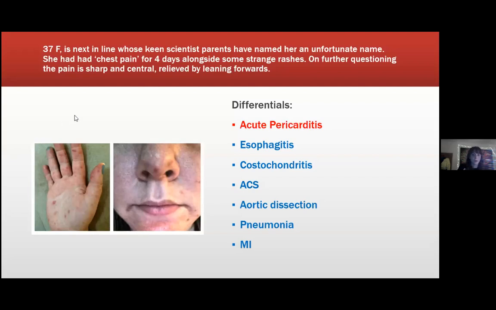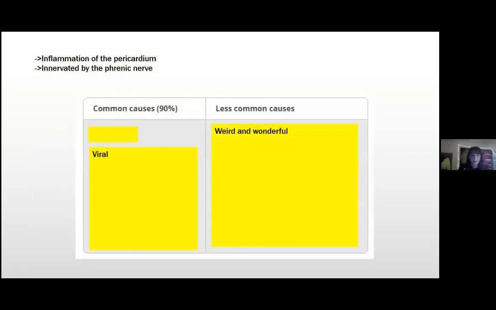So it's hand, foot, and mouth, and it's caused by the Coxsackie virus, which is the most common viral cause of pericarditis. So unfortunately, this lady's been named Mrs. Coxsackie Isabel Smith by her keen scientist parents.